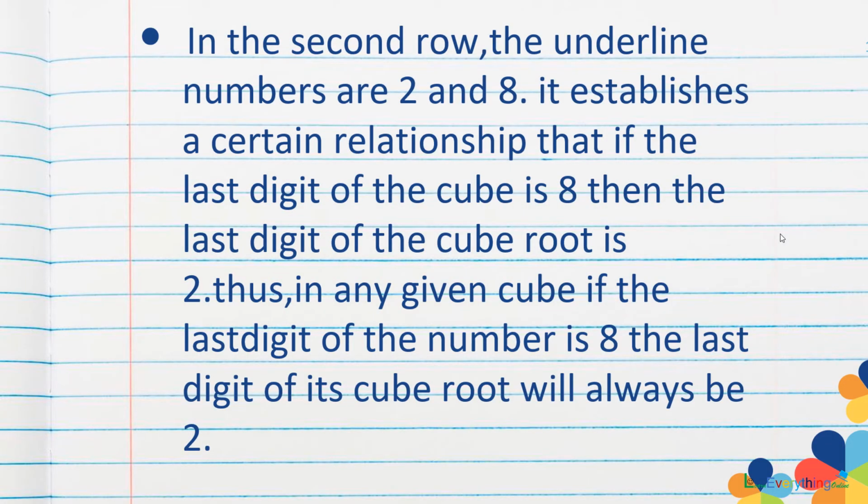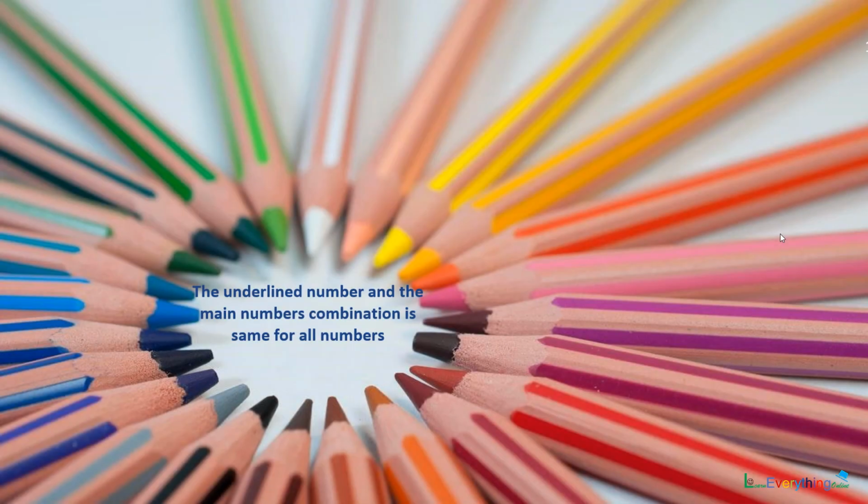In the second row, the underlined numbers are 2 and 8. It establishes a certain relationship that if the last digit of any cube is 8, then the last digit of the cube root is always going to be 2. The underlined numbers and the main number combination is the same for all numbers, may that number be a 2-digit number or a 9-digit number.